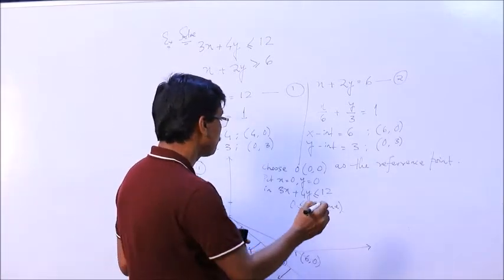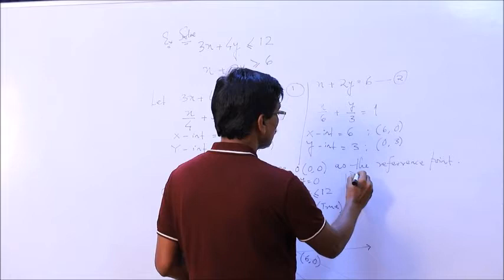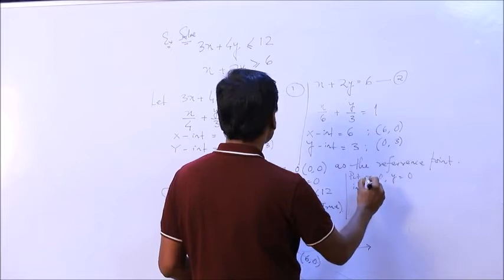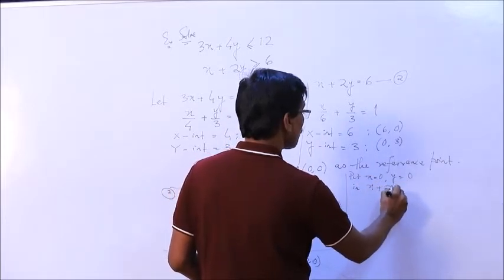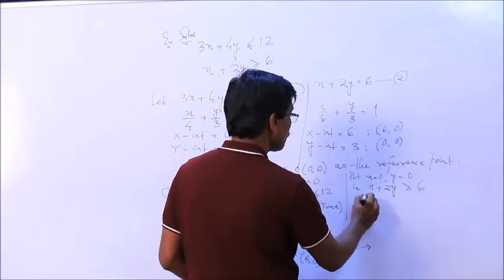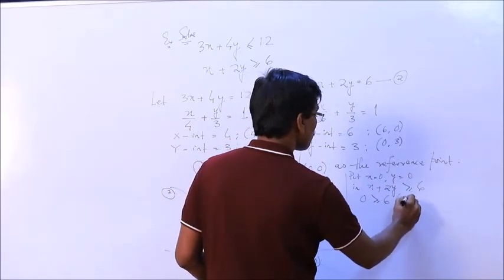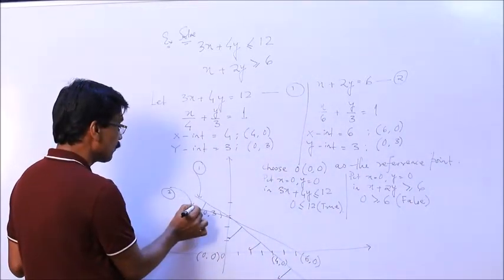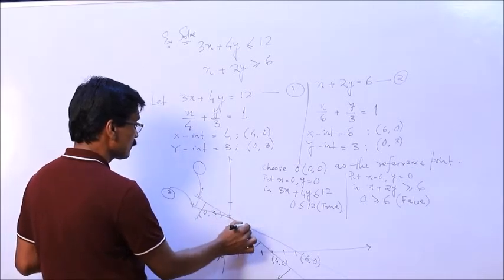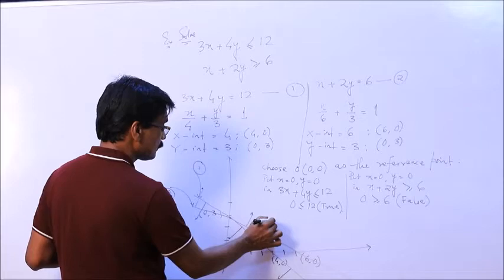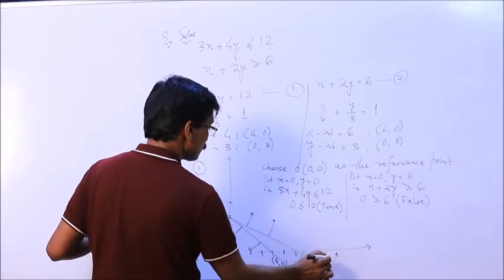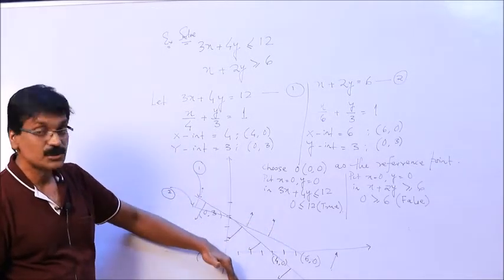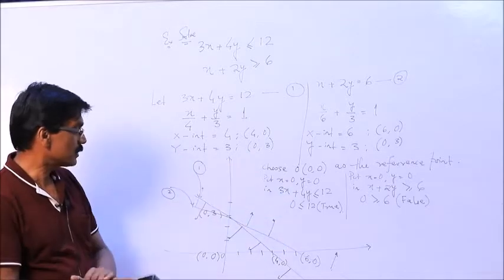And for the second line, if we put x is equal to 0, y is equal to 0 in x plus 2y greater than equal to 6, that is 0 greater than equal to 6, it is false. So, false means it is away from origin. So, true means it is towards the origin and false it is away from the origin.